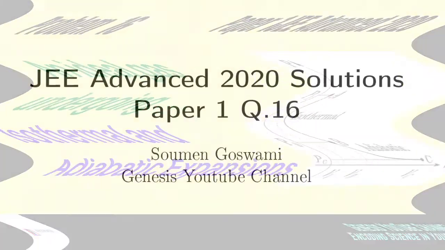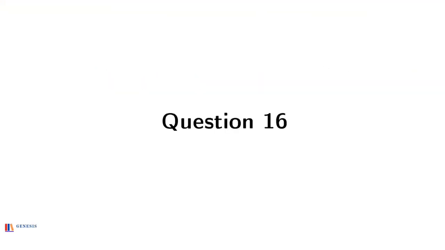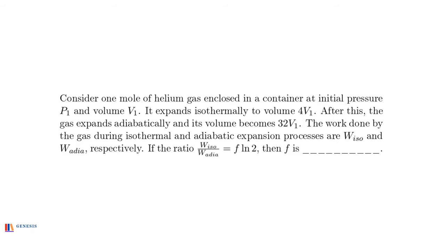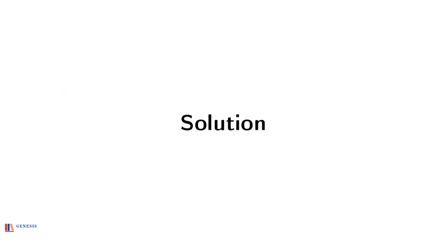Today we discuss problem 16 of the JEE Advanced 2020. The problem goes like this. Consider 1 mole of helium gas enclosed in a container at initial pressure P1 and volume V1. It expands isothermally to a volume 4V1. After this, the gas expands adiabatically and its volume becomes 32V1. The work done by the gas during isothermal and adiabatic expansion processes are W-iso and W-adia respectively. If the ratio W-iso to W-adia is F ln 2, then F is. So we have to find the value of F accurate up to 2 decimal places.